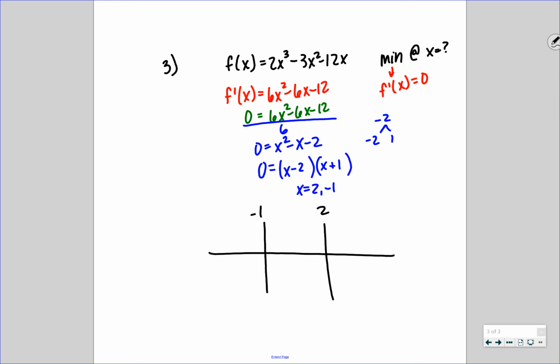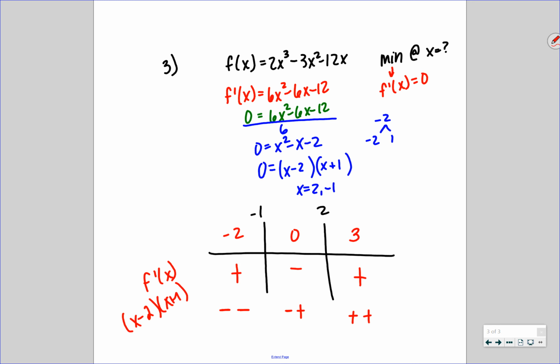So numbers around these numbers, smaller than negative 1, negative 2, between negative 1 and 2, 0, bigger than 2, 3. Plug them into the derivative. So I have, it is x minus 2 and x plus 1. So negative 2 minus 2 is a negative number. Negative 2 plus 1 is a negative number. Negative times a negative is a positive. 0 minus 2 is a negative. 0 plus 1 is a positive. That's a negative. 3 minus 2 is a positive. 3 plus 1 is a positive. That's a positive.